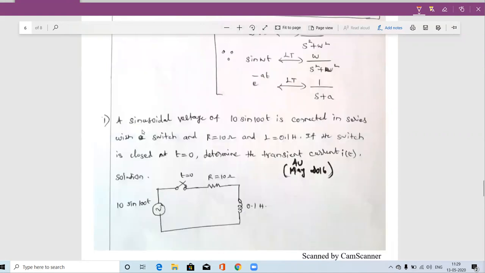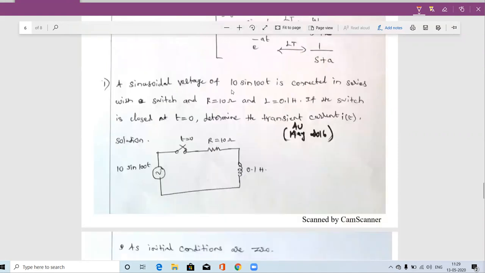You see a sinusoidal voltage of 10 sine 100t. What is 10 sine 100t? It is a sinusoidal input. The Vm, the amplitude value, is 10. The omega is 100. This sinusoidal input is connected in series with a switch, R equal to this, L equal to this. So what is the circuit? There is R, there is L, so it is a series RL circuit.